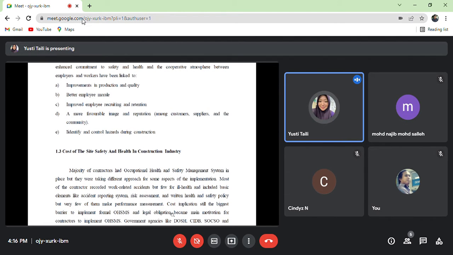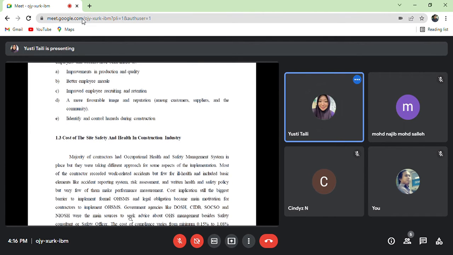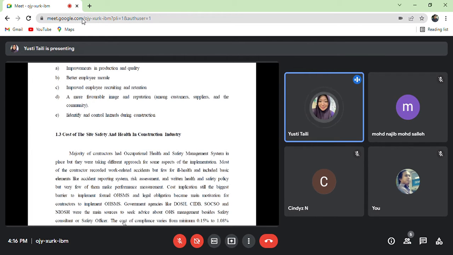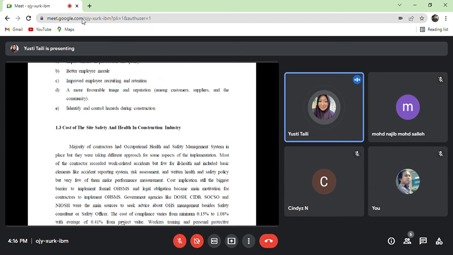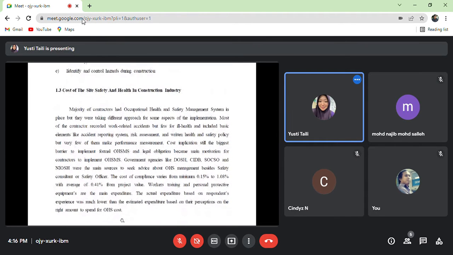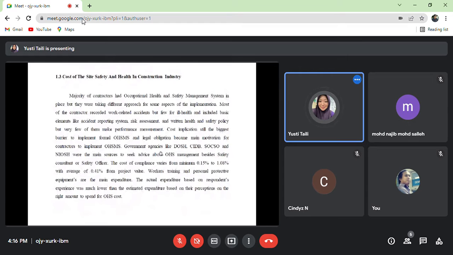Cost implication is still the biggest barrier to implementing formal OHSMS, and legal obligation is the main motivation for contractors to implement OHSMS. Government agencies were the main source to seek advice about OHS management, besides safety consultants or safety officers. The cost to the client varies from a minimum of 0.15% to 1.08%, with an average of 0.41% of the project value.